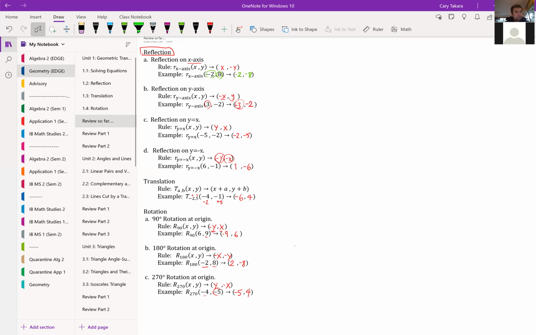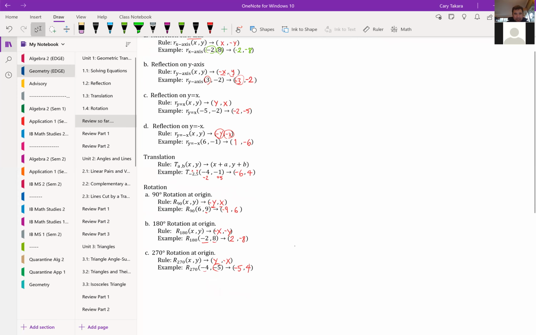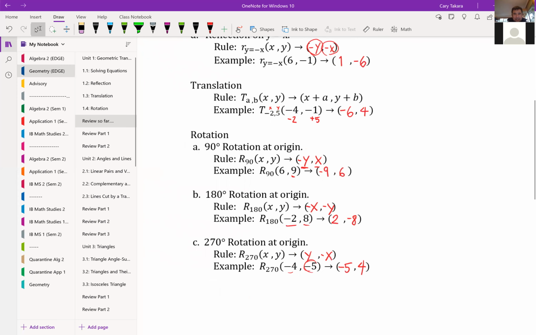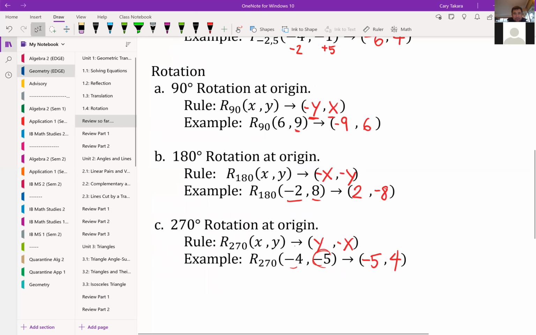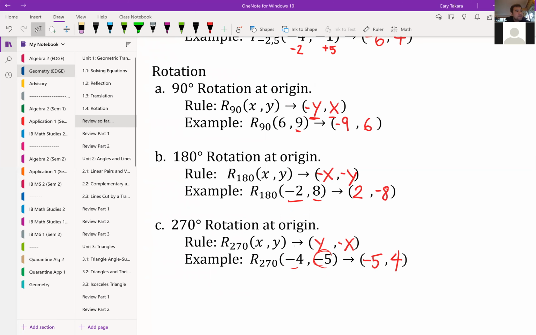Can you go down to the last one? Yeah, are you able to see that, or is it too small? Too small. There you go. Thank you.